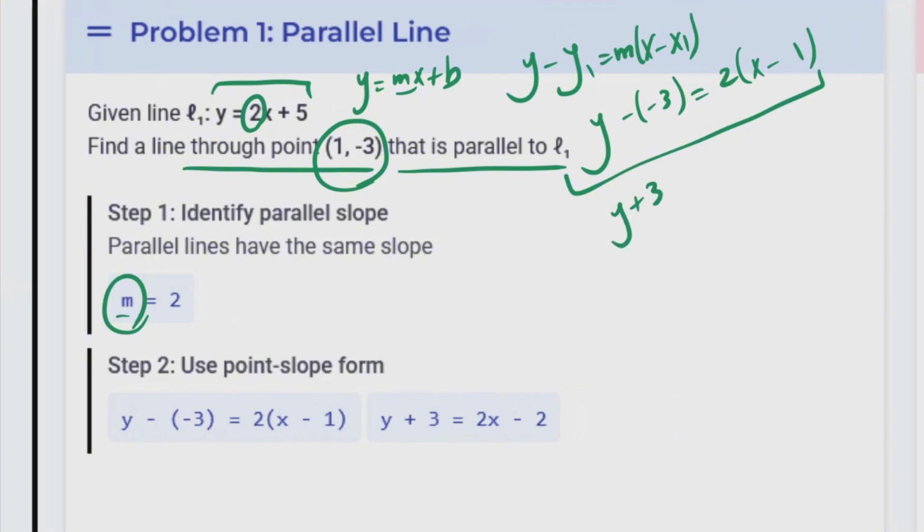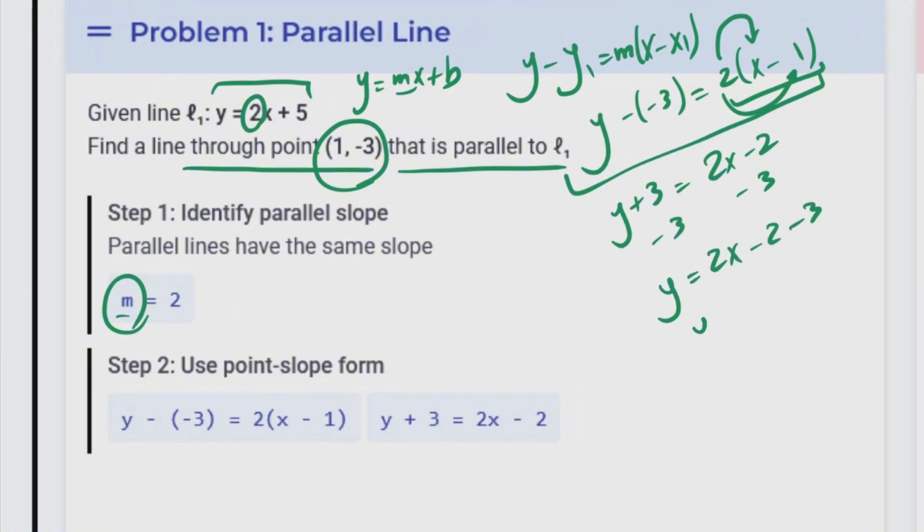y + 3 = 2x - 2. I just got rid of the parentheses, by the way, multiplying this by this and this by that one. So if I subtract 3 from both sides, I have y = 2x - 2 - 3, which means that y = 2x - 5. So right now, as you can see, the slopes of these two lines are the same, but they have different y-intercepts.